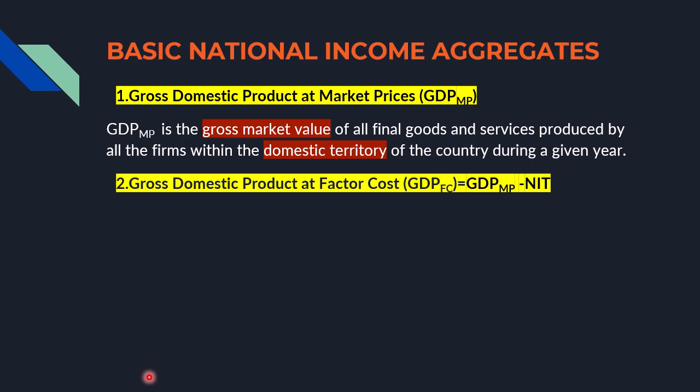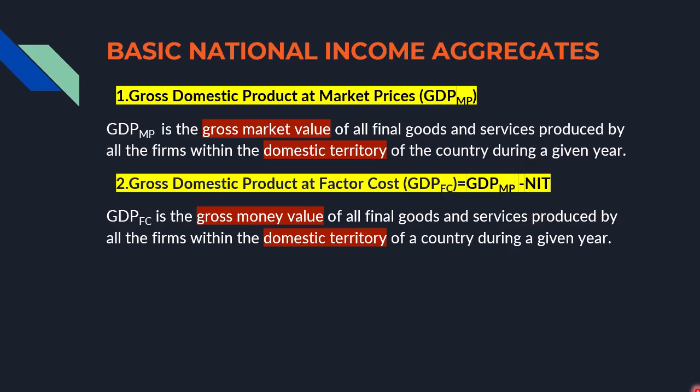नेक्स्ट इज GDP-FC. द सेम एग्रीगेट इज नाउ बीइंग कैलकुलेटेड एट फैक्टर कॉस्ट. तो पहली बात तो GDP-FC आएगा कैसे. इट इज वेरी सिंपल. आई हैव रिटन हेयर ऑल्सो GDP-MP माइनस नेट इनडायरेक्ट टैक्सेस. अगर हम GDP-MP में से नेट इनडायरेक्ट टैक्सेस माइनस कर देंगे यू विल गेट GDP-FC. So the definition is same. It is gross money value instead of market value. Now it is money value of all goods and services produced by all the firms within the domestic territory of a country during a given year.